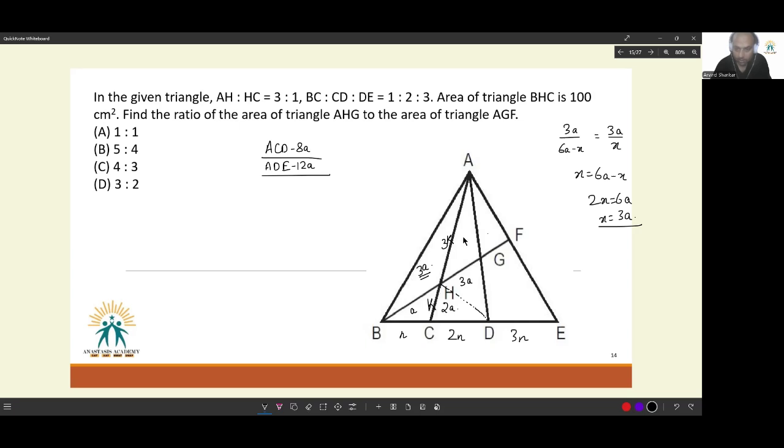this is 3A, this is also 3A, which means BH is equal to HG. We have now come to the conclusion BH is equal to HG. Otherwise, ABH and AHG cannot have the same area. Okay. Finally, we need the ratio of AHG, which we have already defined in terms of 3A. So I should also go ahead and try to define AGF in terms of 3A.